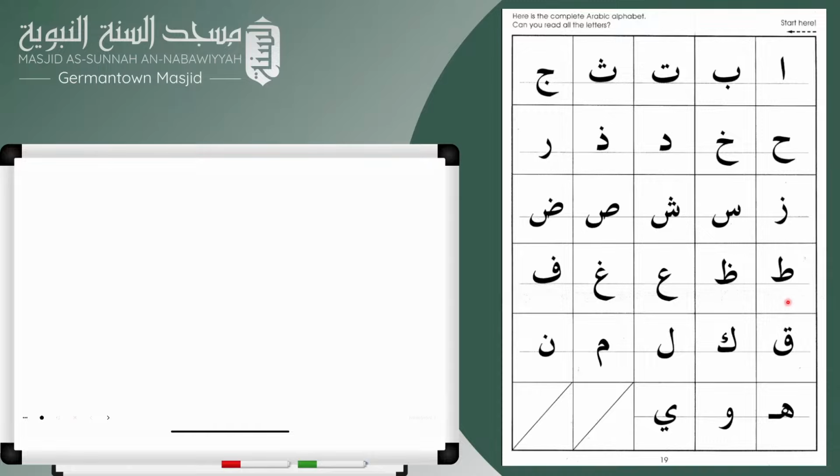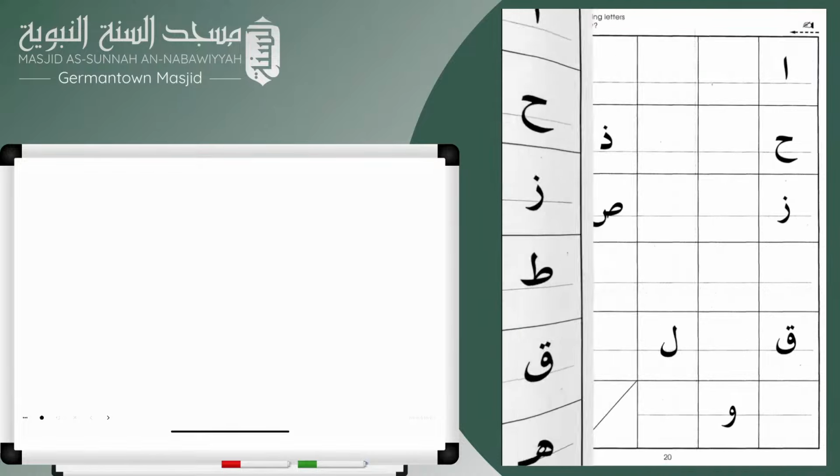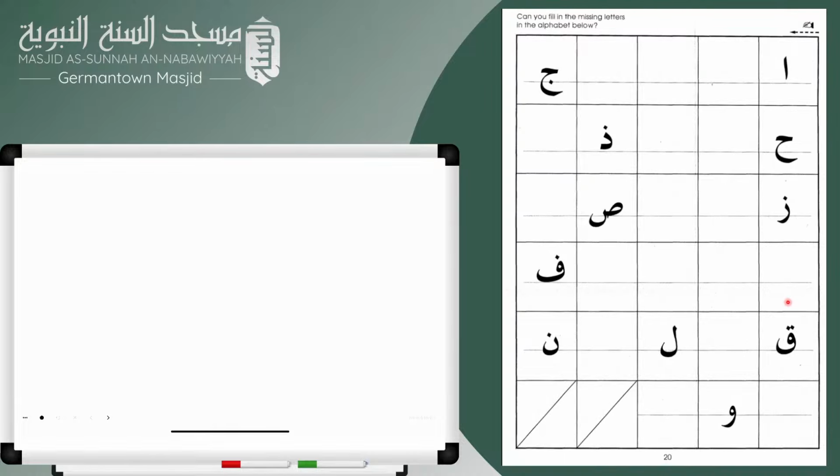We are opening page 20. Just 3 quick principles.